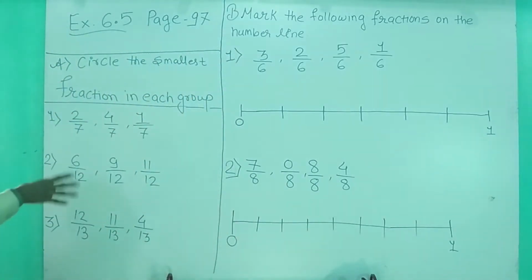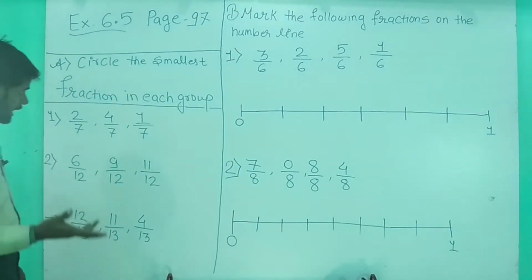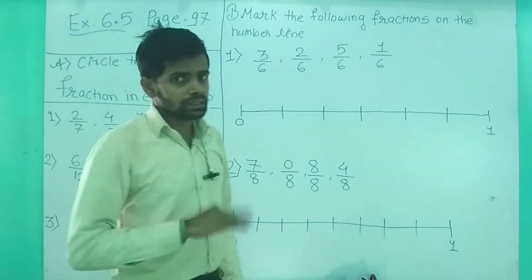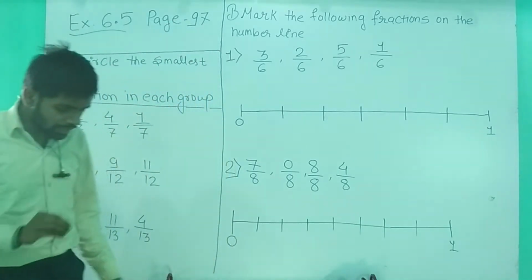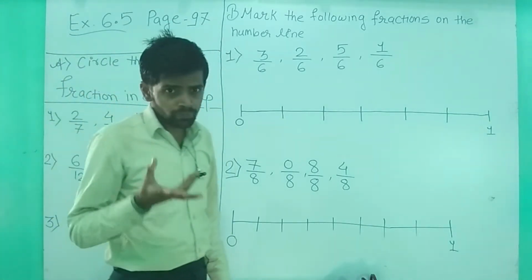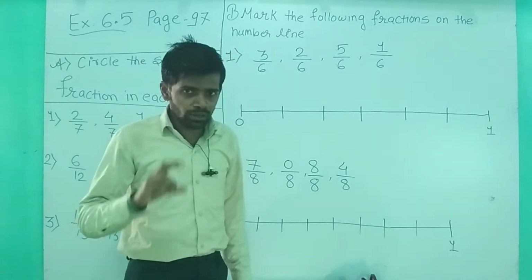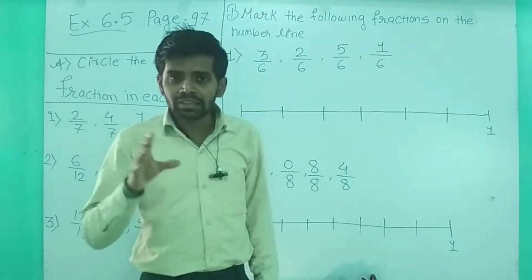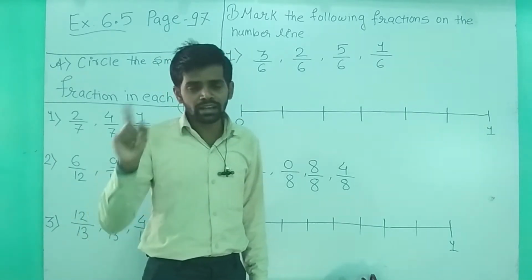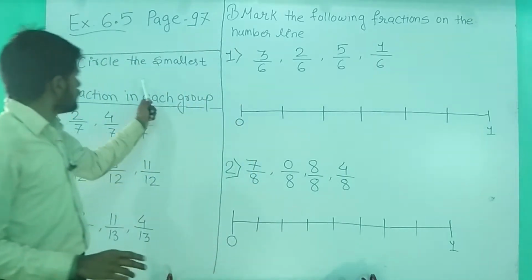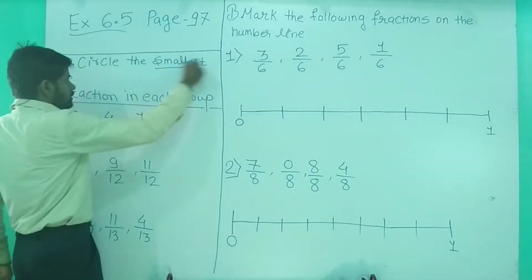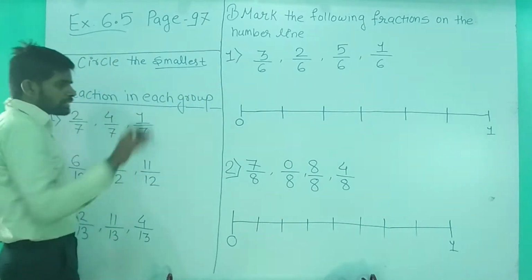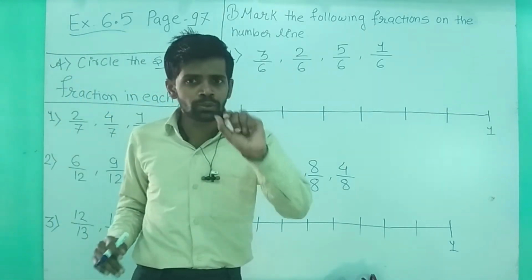In exercise 6.5, question A says to circle the smallest fraction in each group. We already learned about like fractions: if the numerator is greater, the fraction is greater, and if the numerator is smaller, the fraction is smaller. So we have to circle the smallest fraction, which means we have to find the smallest numerator among them.